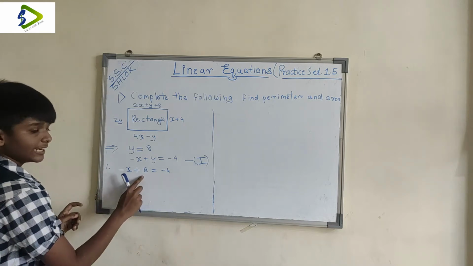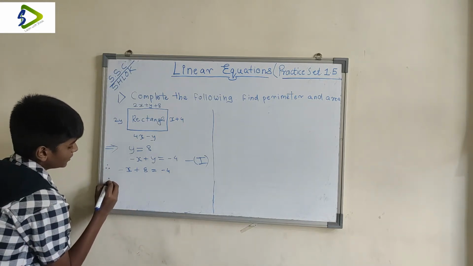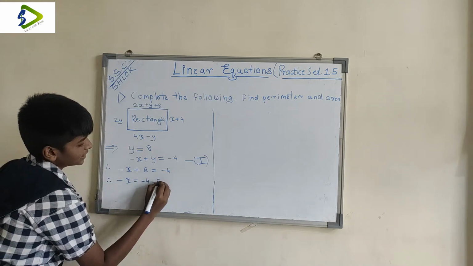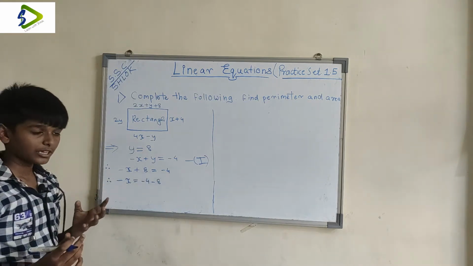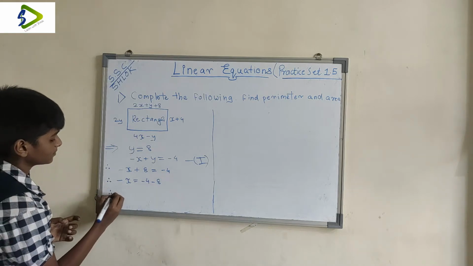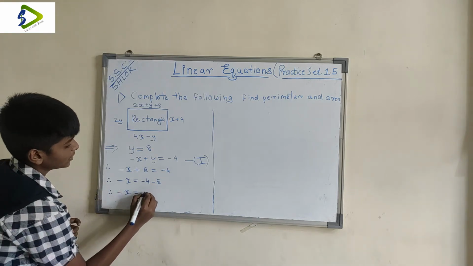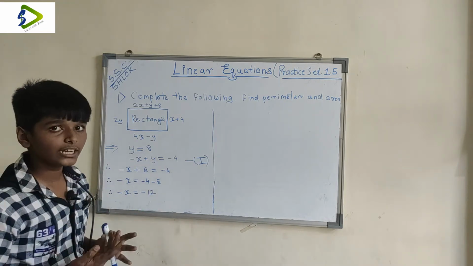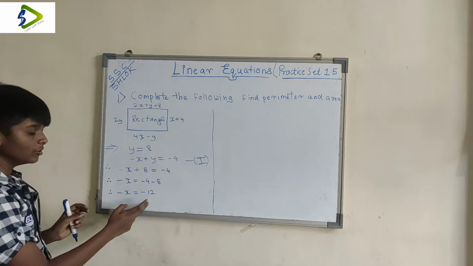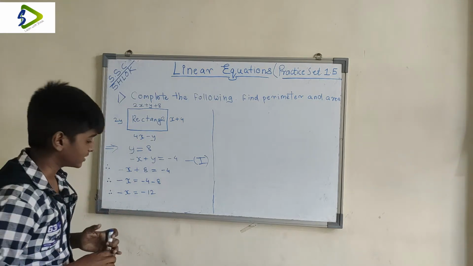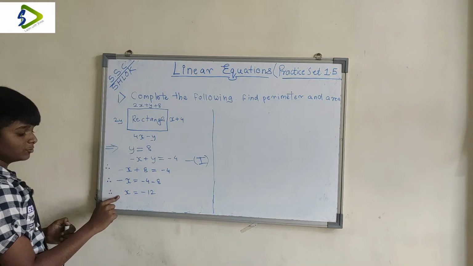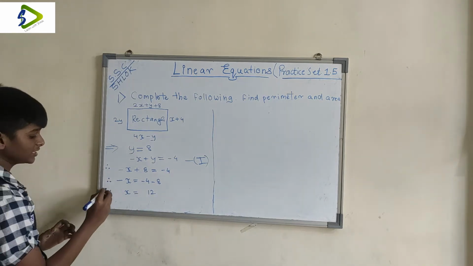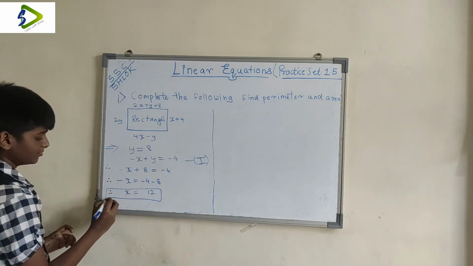Now what we do? We take 8 to the other side. So it becomes minus x is equal to minus 4 minus 8. Here it was positive, goes to the other side, becomes negative. So minus x is equal to minus 12. Now when you do one thing to this side, you have to do the same thing to the other side. So let's say I remove this minus sign from this side, so I have to remove the minus sign from this side also. So that means we got the value of x is equal to 12.